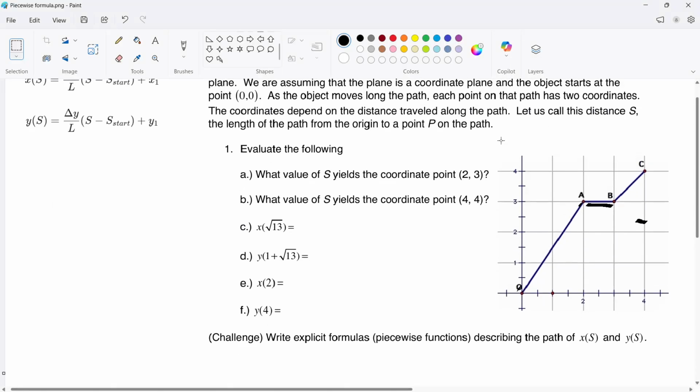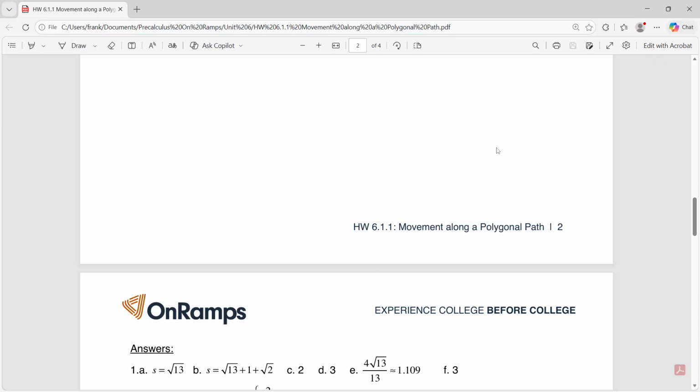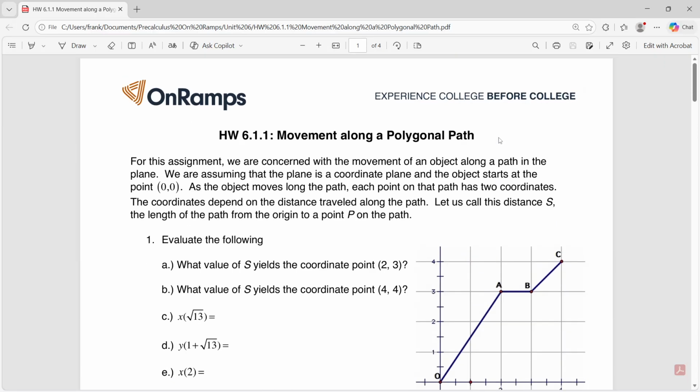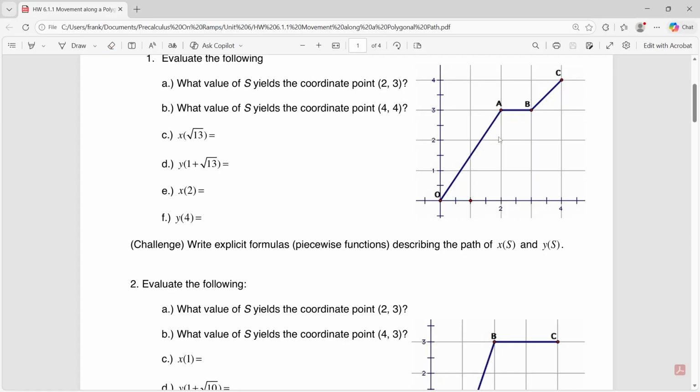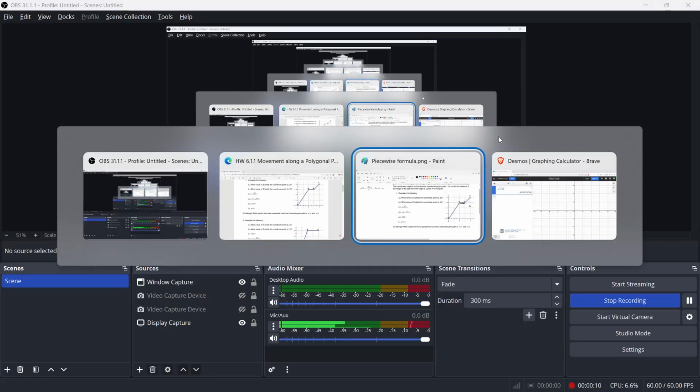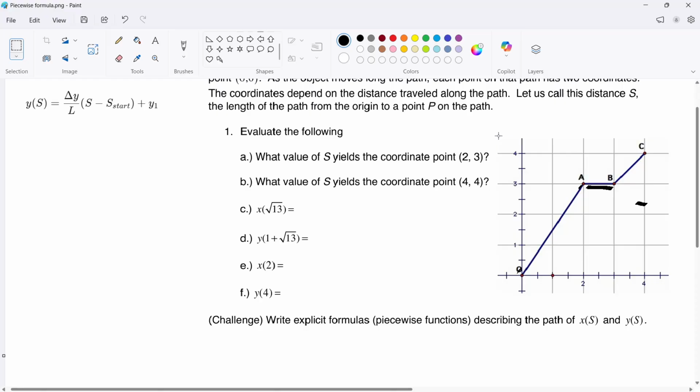All right, what is this? Motion of a particle or movement along a polygonal path. Whatever, it's going to create a piecewise function. So for all of these, I'm going to have to find the lengths of these segments. So I guess I'll do that first. Find the lengths of the segments.